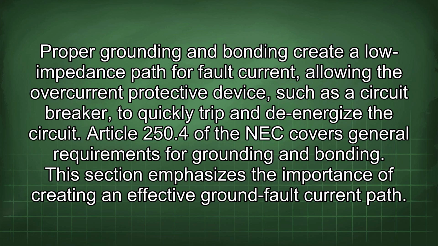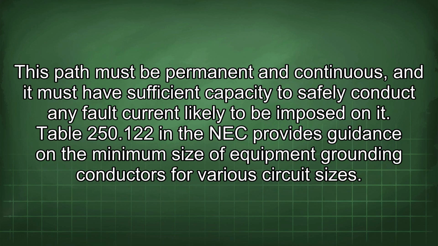Article 250.4 of the NEC covers general requirements for grounding and bonding. This section emphasizes the importance of creating an effective ground fault current path. This path must be permanent and continuous, and it must have sufficient capacity to safely conduct any fault current likely to be imposed on it.